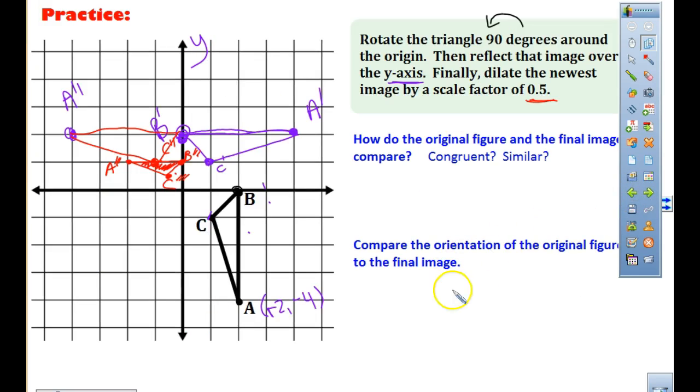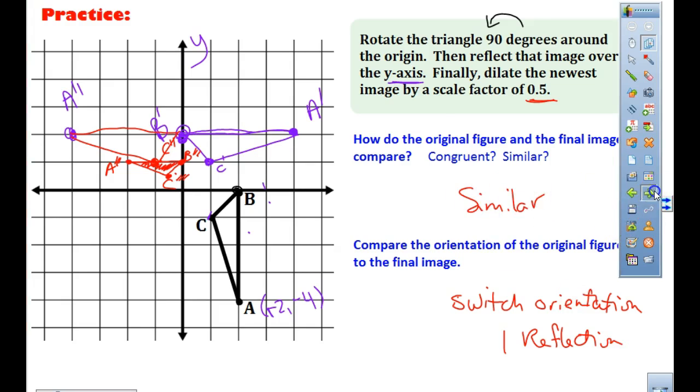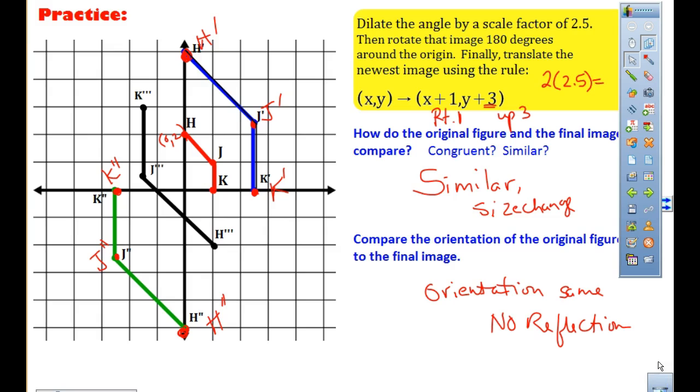So on the picture back here, this one should have switched orientations, right? Our orientation had to switch because we had a reflection, one reflection. This one also was similar, right? We didn't put that down. This one is also similar. So if we are looking at our picture, hopefully your final picture looked like that one with the black, right? So from where we were working, we had to move it over 1 and up 3, okay?